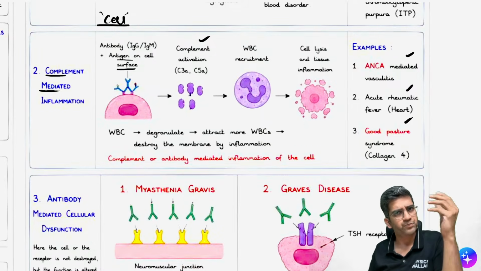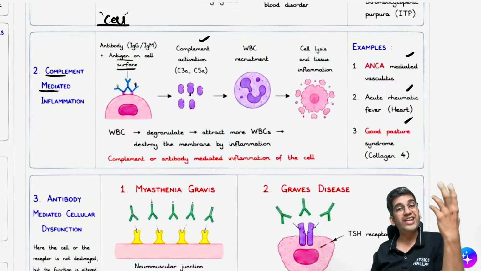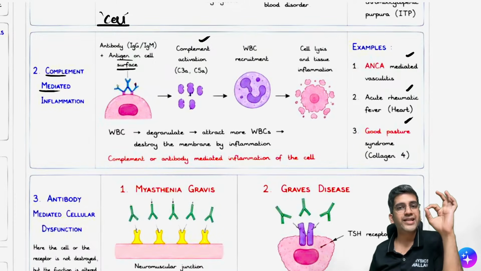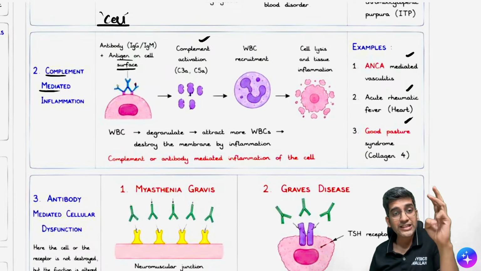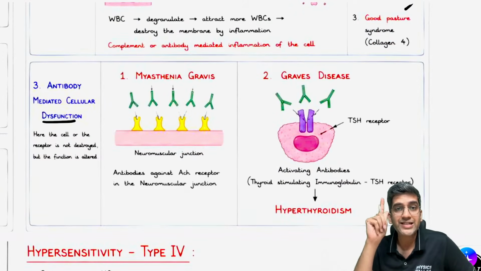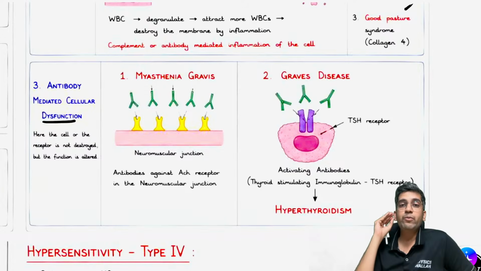Henoch-Schönlein purpura, same, right? So anywhere, Kawasaki disease, I have antibodies against endothelium, same way I get destruction, it's against a surface. The third subtype is antibody mediated cellular dysfunction. Remember, dys means abnormal. Here the antibody is not destroying anything, it's altering the function.